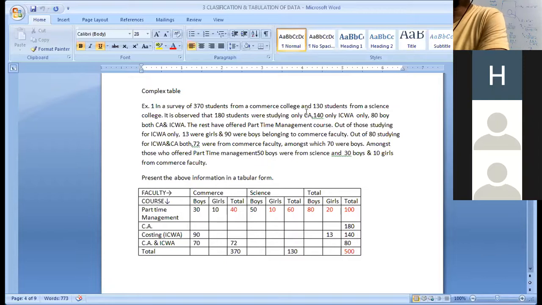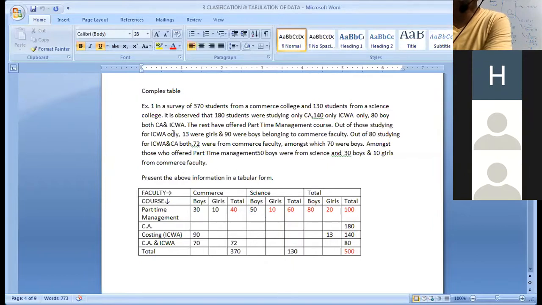So here, this is a complex table. This is the information given: in a survey of 370 students from a commerce college and 130 students from a science college, so there are 500 students in all. It is observed that 180 students were studying only CA, 140 only ICWA, and 80 boys both CA and ICWA. The rest have offered a part-time management course. Out of those studying for ICWA only, 13 were girls and 90 were boys belonging to commerce faculty. Out of 80 studying for ICWA and CA both, 72 were from commerce faculty, amongst which 70 were boys. Amongst those who offered part-time management, 50 boys were from science and 30 boys and 10 girls from commerce faculty.